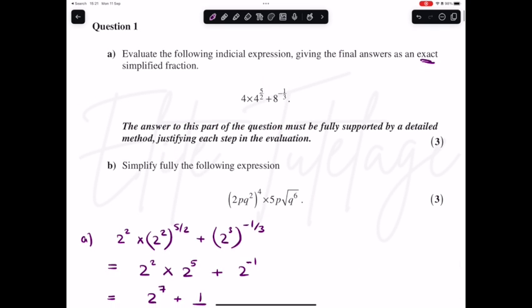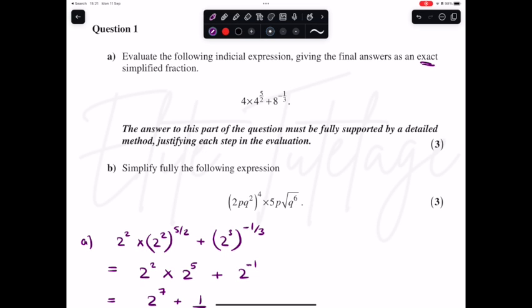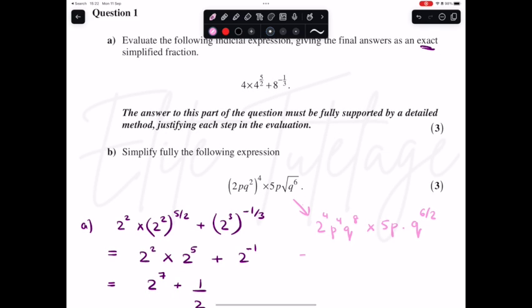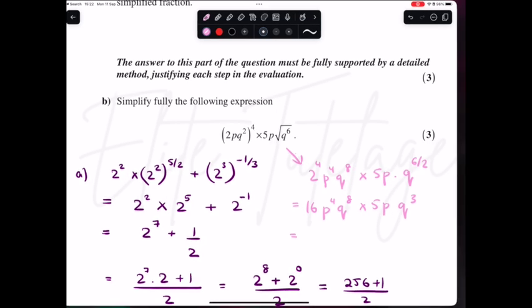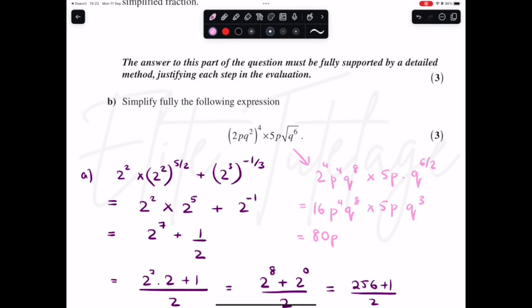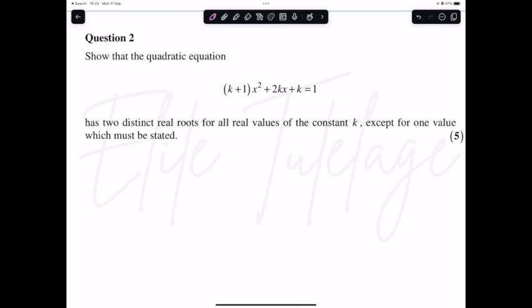Now part B says simplify fully the following expression. Now that's got a power of 4 outside, so let's expand that. So that will be 2 to the power of 4 P4 Q8 times 5P Q to the power of 6 over 2 as it's square rooted. Now that becomes 16 P4 Q8 times by 5P Q3, and that gives us 80 P5 Q11, and that's it. So that's part B done.